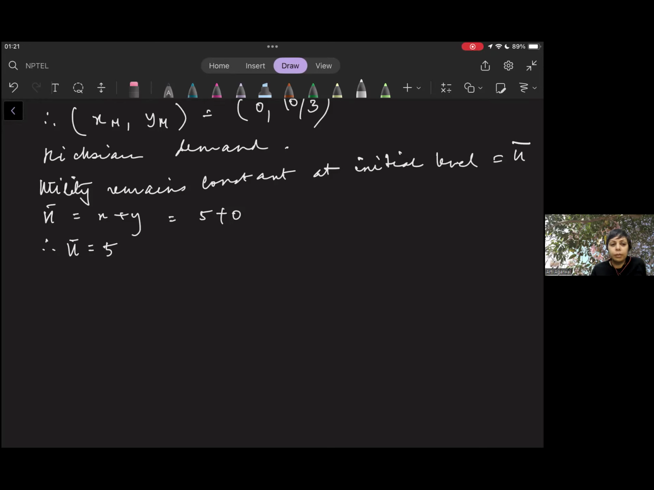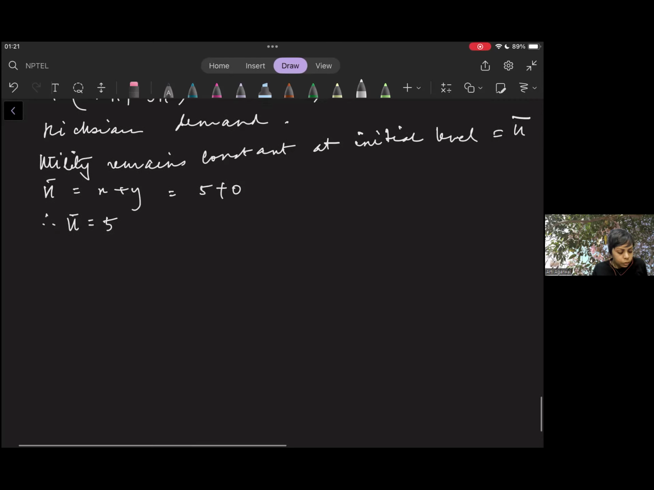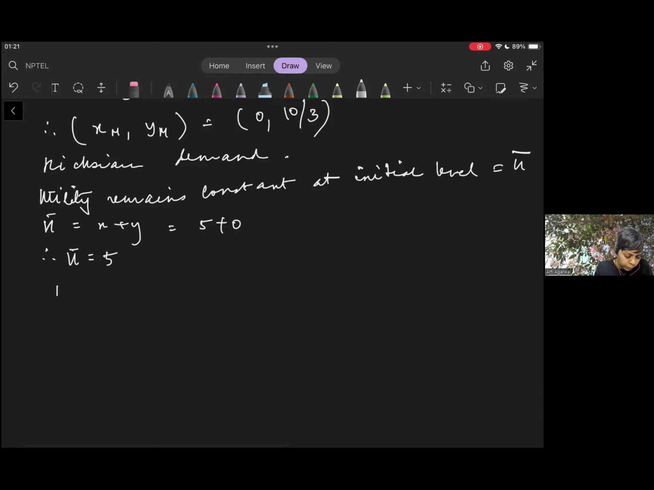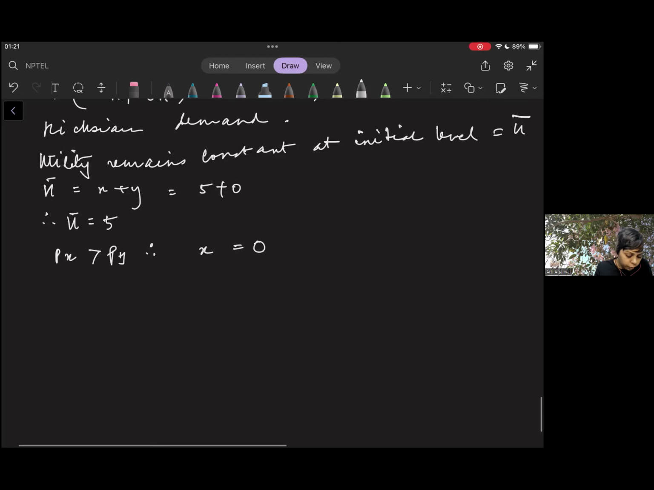Now because we are holding u bar constant in Hicksian demand, what is going to happen now? Now the usual thing with perfect substitutes applies. That is the basic mechanics, whether it is utility maximization or expenditure minimization. Either way, that still holds. That is sort of a non-negotiable. So now in this case again we see Px is greater than Py, therefore x is equal to 0. This is still going to be true.